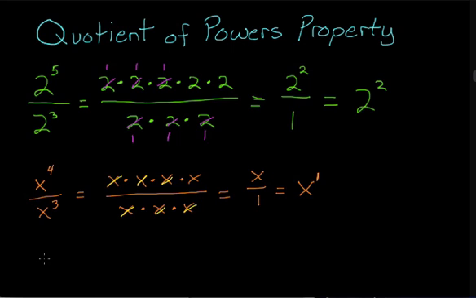So we can extrapolate a rule here. A to the n over a to the m equals a to the n minus m. So you take the difference of the two exponents. And that is our quotient of powers property.